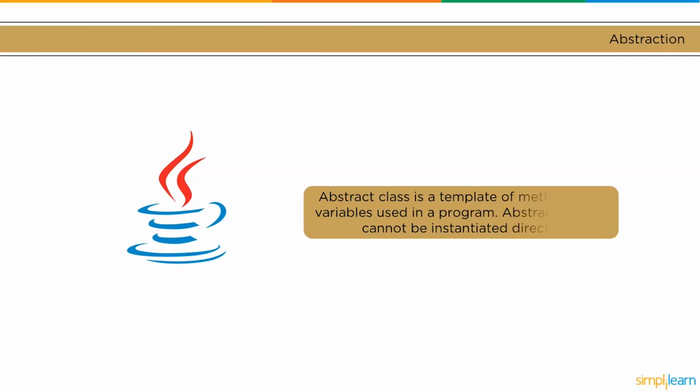Now next in the docket is the first one out of the object-oriented programming concepts, that is the abstraction. So we will understand the definition of abstraction first. Abstract class is a template of methods and variables used in a program. Abstract class cannot be instantiated directly. So we read that the objects are created by instantiating the class, but here we have the abstract class. So the term abstract basically explains it all. Abstract is like you are keeping something from the user.